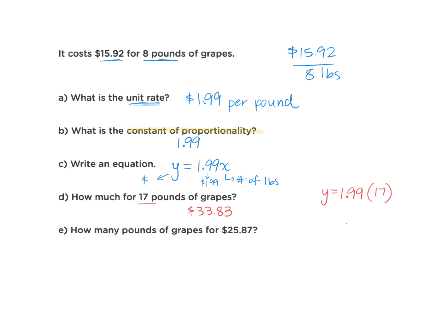All right, and lastly, what about how many pounds of grapes can I get for $25.87? So this time, if I look at my equation, my answer is $25.87. I need to figure out $1.99 times something, I don't know what it is, equals $25.87. Well, if you're trying to find $1.99 times something to get to $25.87, you would divide. So I'm going to do 25.87 divided by $1.99. I end up with 13 pounds of grapes. All right, so that's what we've been doing so far this chapter. So let's move on and see another way to solve these problems.